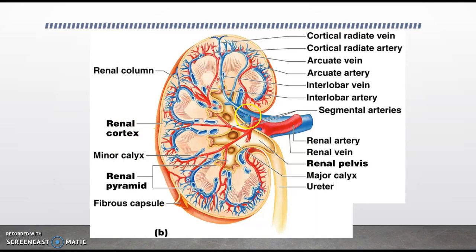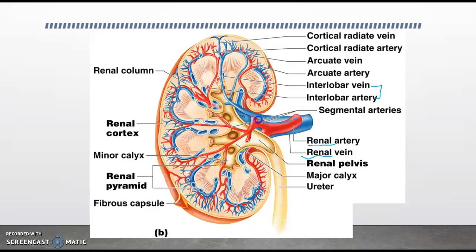So if we look here, this is a great job, and we don't really get into the veins because the veins are named the same. Just like you have a renal artery, you also have a renal vein. So a lot of them just go hand in hand. There's an interlobar artery and an interlobar vein. So I just hit on the arteries because the veins are named the same.